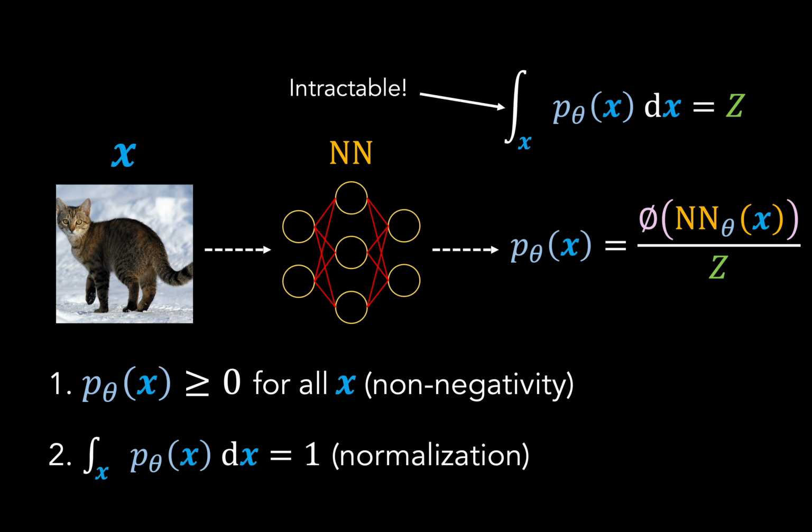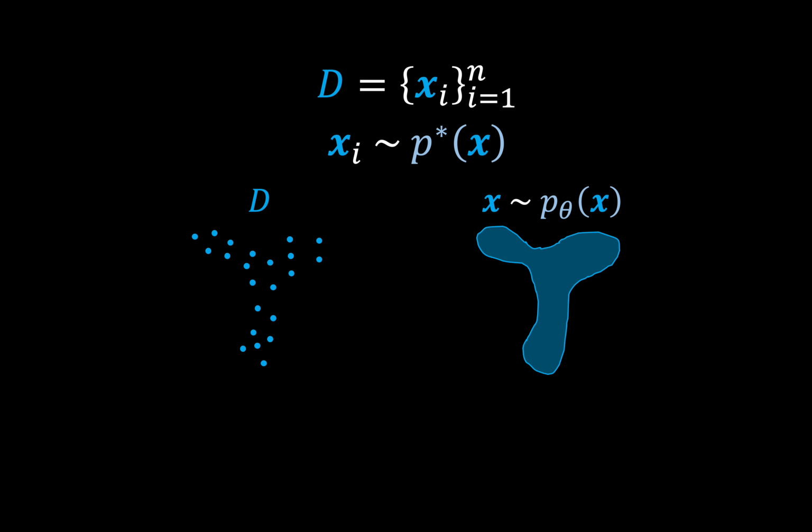So this issue of intractable normalization constants is one of the central problems of generative modeling. Now, GANs sidestep this problem by essentially just reframing it.